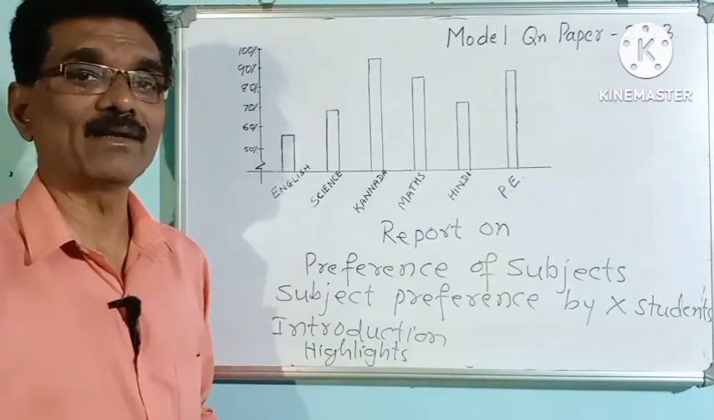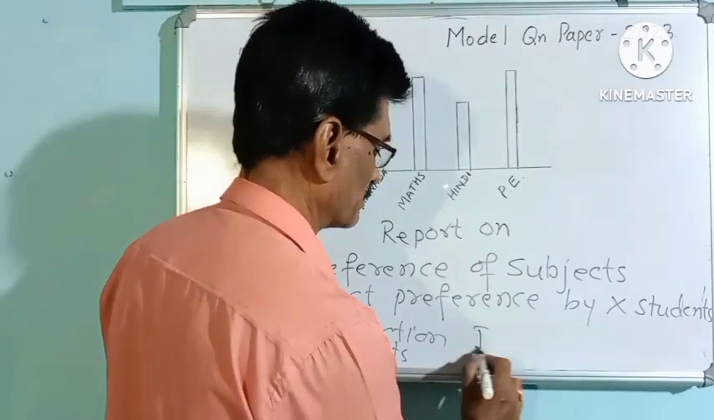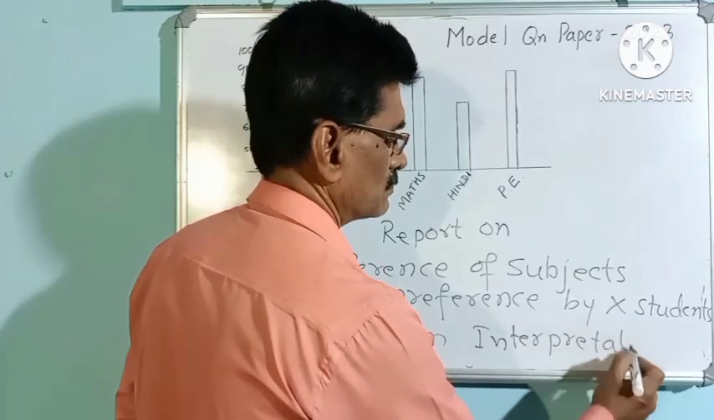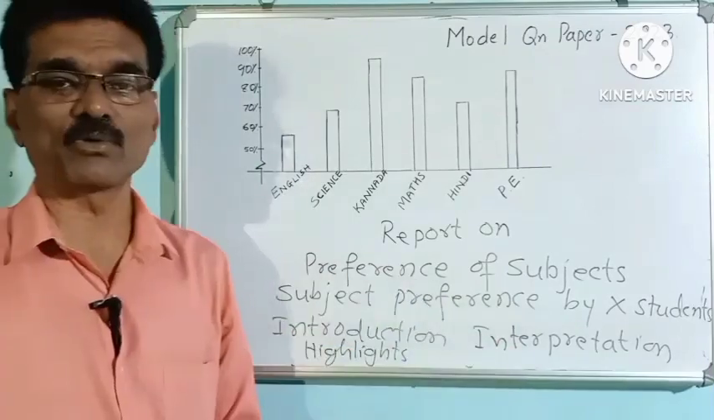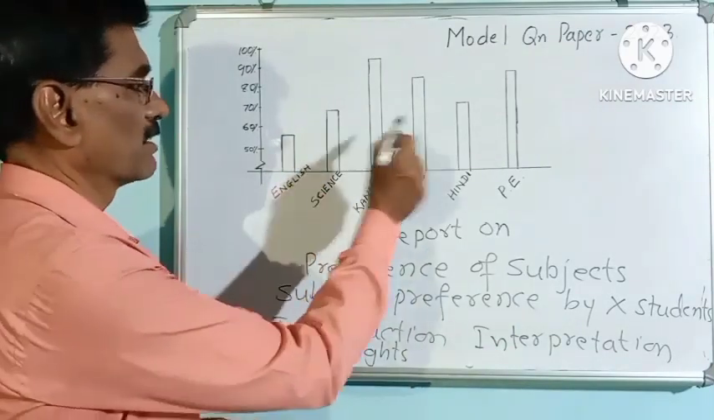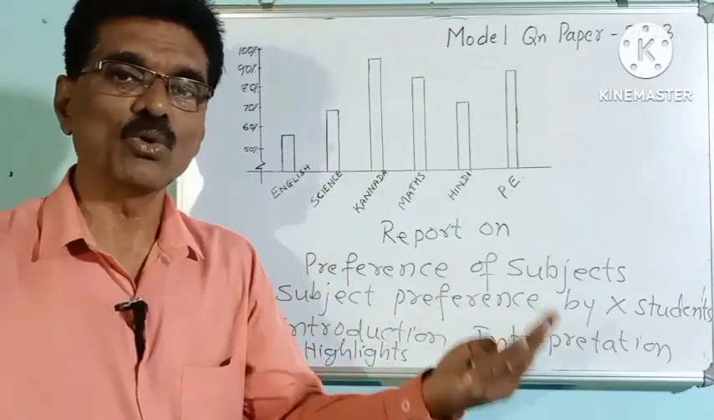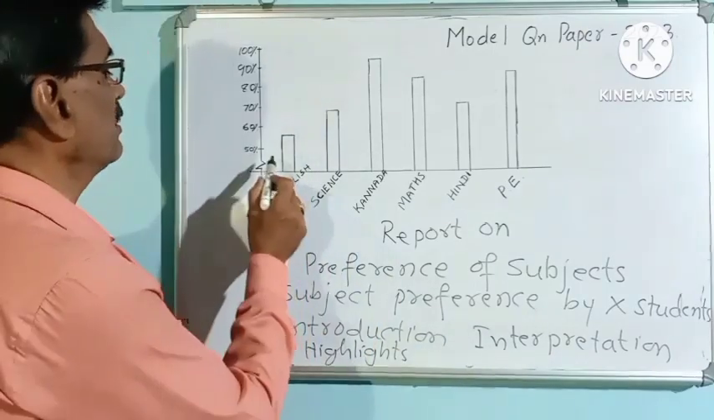Then next you have to write the interpretation of the data. Interpretation. After this you have to write the interpretation of the data. Now what is this interpretation? Now whatever you see here, the figures, you are going to change into words, that is in the form of sentences. Very simple to say here.